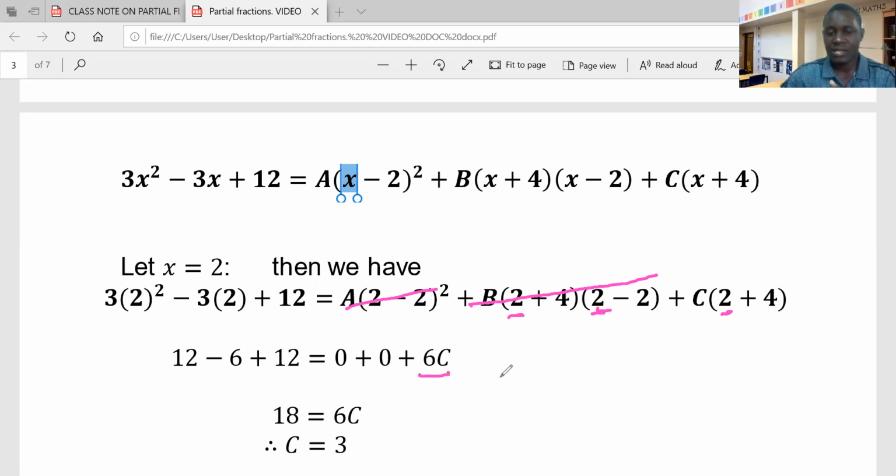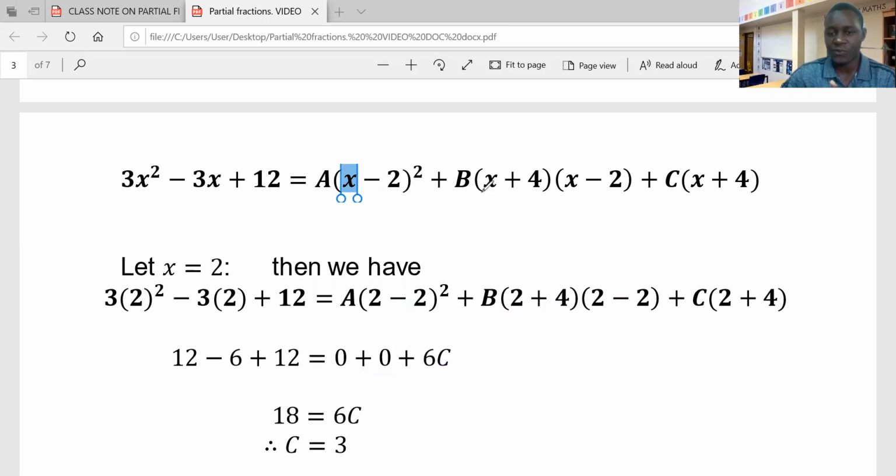So we have 6c, and then simplifying all of that. Remember that on the left-hand side, you're also supposed to substitute the value of x as 2. So simplifying the left-hand side and the right-hand side together, we'll be able to come up with the value of c as 3. So that gives us the solution for c. In the same way, we have substituted x as 2. We can also do the same.